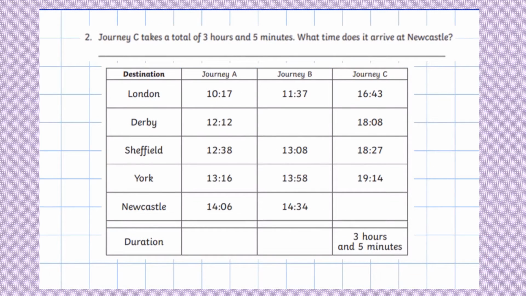So Journey C takes a total of 3 hours and 5 minutes. What time does it arrive at Newcastle? So we've got to work out the time between here and here, and I worked that out to be 2 hours 31 minutes. But the total is 3 hours and 5 minutes. So how many more minutes do we add on to 2 hours 31 to make 3 hours 5 minutes? Well, that is 34 minutes. So that 34 minutes gets added on to 19:14. 19:14, add on the 34, gives us 19:48.